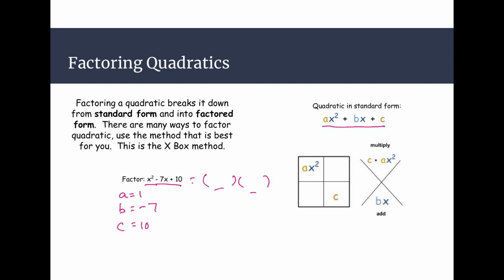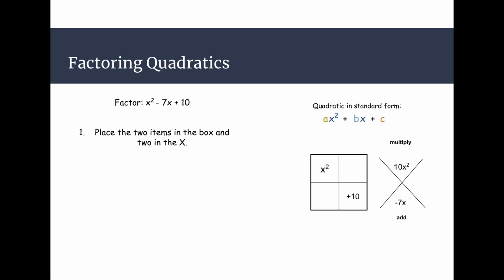So let's get started. And once again, don't forget that a is 1, b is negative 7, and c is 10 for this problem. So step number 1, we want to place the two items in the box and the two items in the X. So what I mean by that is that this part of your quadratic, so your ax squared, will always go in your top left box. So that ax squared is always going to go in the top left. The middle part here, that plus bx, is always going to go in the bottom of the X.